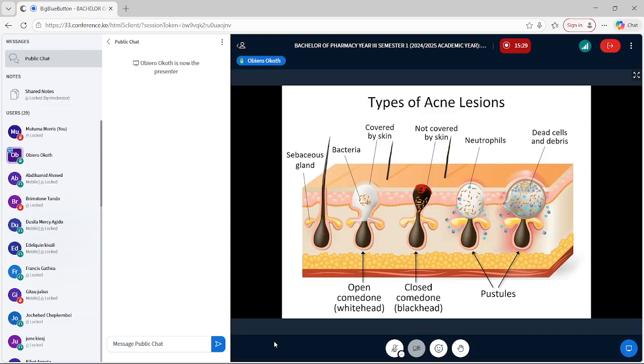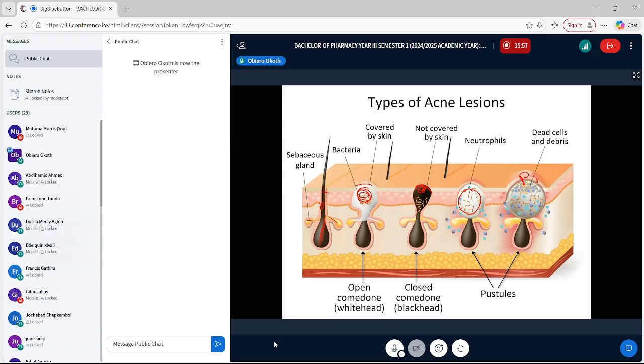The open comedone here is the whitehead, meaning it's covered by skin, so the pus now accumulates there. This is the sebaceous gland. This is the follicle. So when the follicle or the outflow is blocked, this material accumulates here. It can become pustular, meaning it can become infected with bacteria, and it can also rupture.